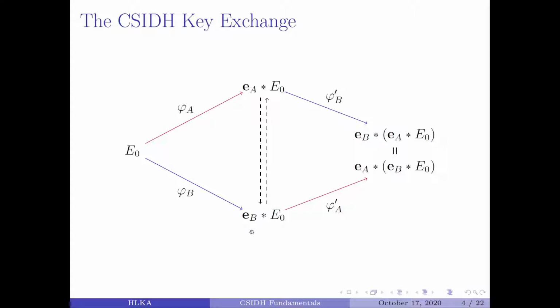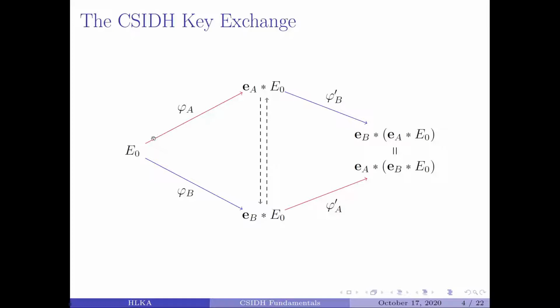Once Alice receives Bob's coefficient, she will apply the action of her key on that curve to get this curve on the bottom right here. Bob will do the analogous thing, and these two curves that we end up with here on the right will end up being isomorphic. And so the shared secret is just the j-invariant of these two curves.